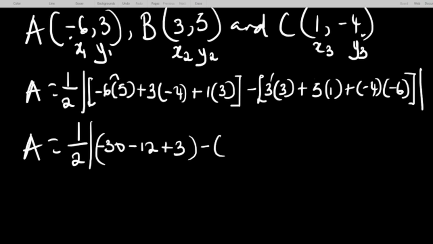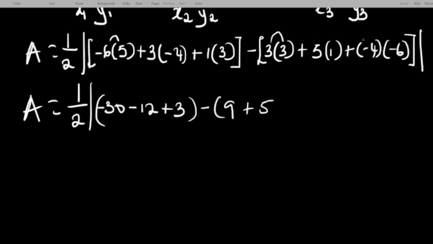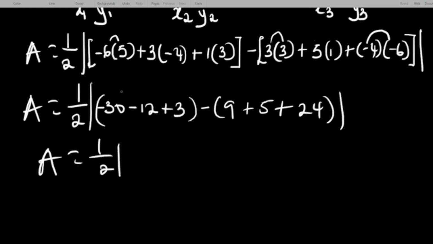Let's evaluate this. 3 times 3 is 9. 5 times 1 is 5. And negative 4 times negative 6 will give us a positive 24. Again, the area equals 1 over 2. Then negative 30, negative 12 gives us negative 42. And negative 42, we have the plus 3 remaining. Then minus 9 plus 5 plus 24 gives us a 38.